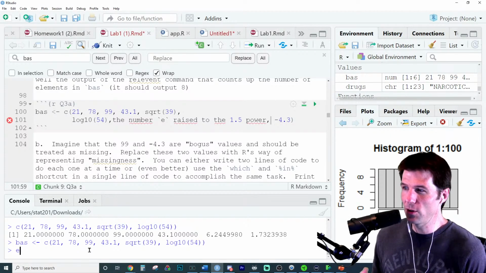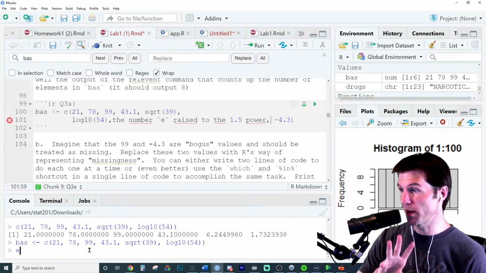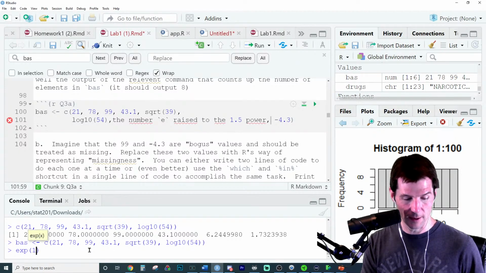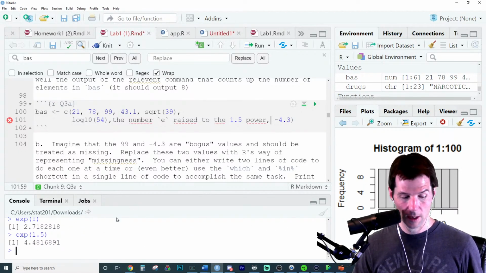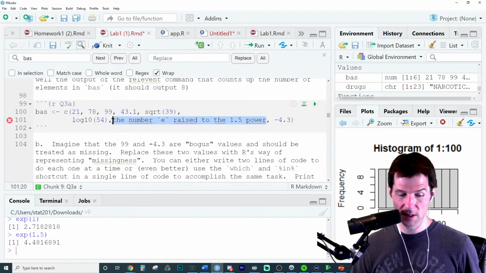Like if you want e, you could do this right here. You could type a little small 3-letter function, EXP. You got it. Great job, Kiana, right there. That is e right there. That is e raised to the power of 1.5. So we're just going to copy paste this. And whatever you put inside of this function gives you e raised to that power.